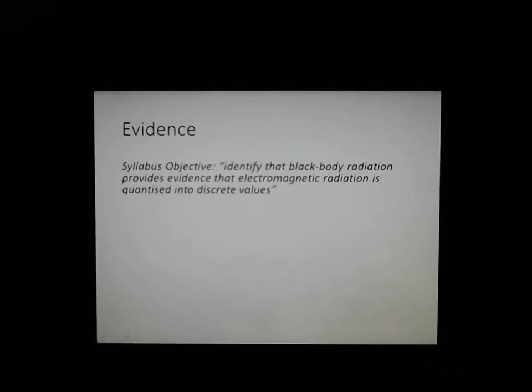The syllabus requires that you can identify blackbody radiation provides evidence that electromagnetic radiation is quantized into discrete values. Electromagnetic radiation means light. Quantized means that it's a quantity. Discrete means little individual chunks. And we've talked about what blackbody radiation is in this video. The difference between the prediction of classical theory, the Rayleigh-Jeans theory that we looked at, and the observed reality of blackbody radiation, this is the evidence.